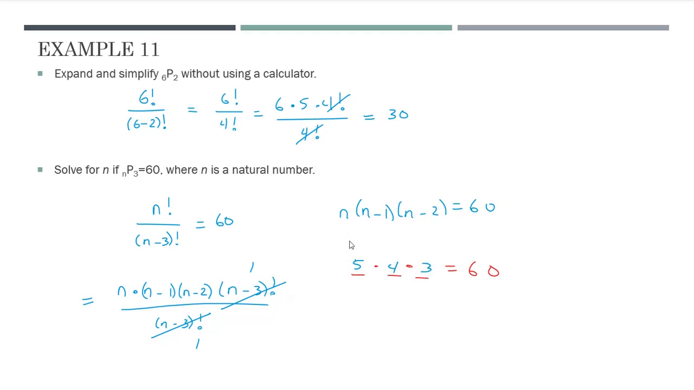So therefore, now our answer isn't 5 times 4 times 3. Our answer, we want to figure out what n is. Well, n is 5 then.